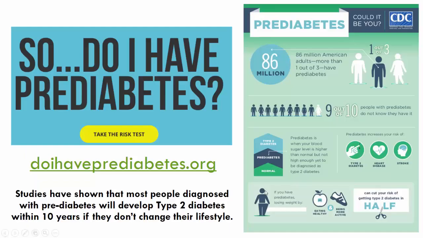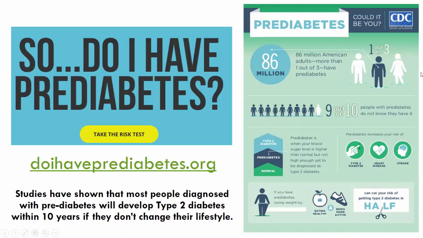So if you're wondering, do I have prediabetes? There has been a campaign here in the U.S. to help people figure out their risk factors. You can go to this website, doihaveprediabetes.org, and take a short quiz that will help you figure out if you're at risk for developing prediabetes. Studies have shown that most people diagnosed with prediabetes will develop type 2 diabetes within 10 years if they don't change their lifestyle. But like we've talked about quite a bit in this presentation, that lifestyle does play a huge role, and there are things that we can change in order to help prevent developing type 2 diabetes.